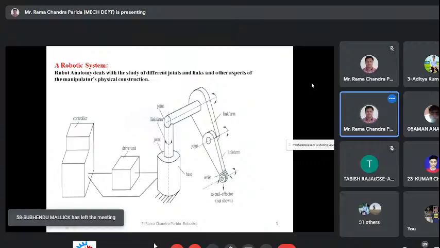Actually, if you just think about yourself, a robot looks like a human being. First, understand this: like our arm, like our wrist, a robot is also having an arm and wrist.